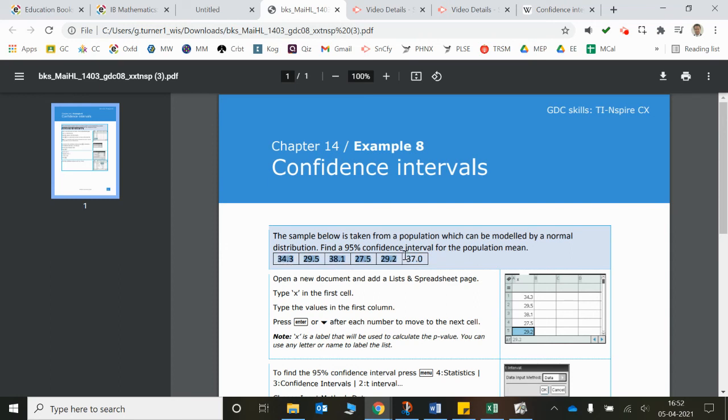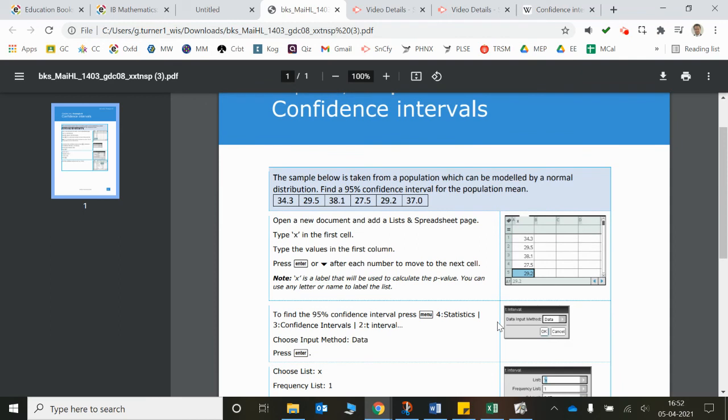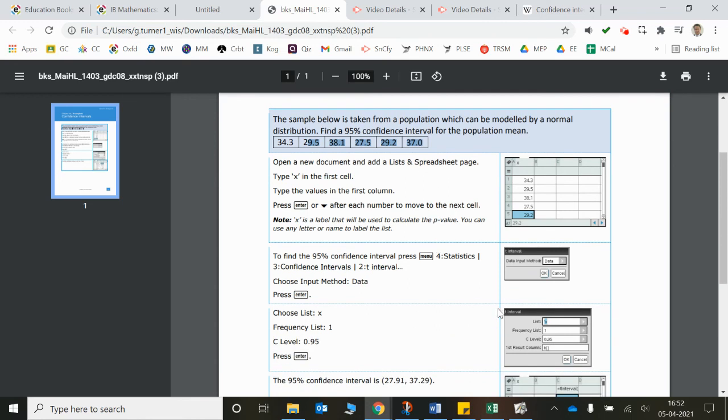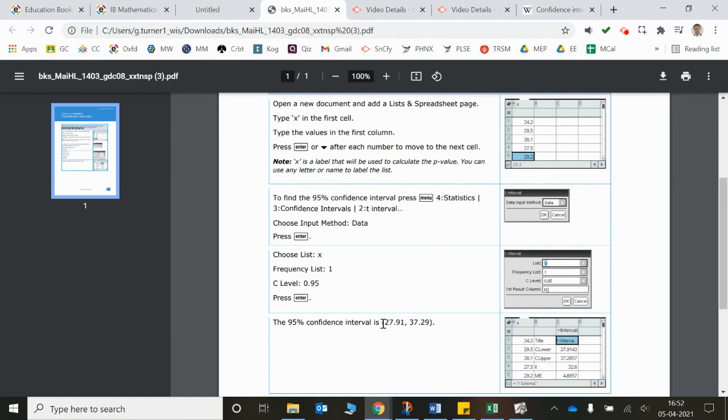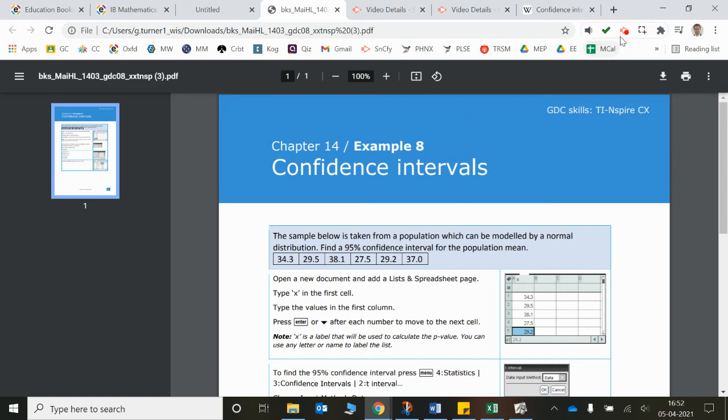If these values are really spread out, then you'd imagine the confidence interval will be much more spread out. If these are all really close to a central value, let's say 34 or something, then you would be very confident and the range would be much tighter around 34, for example. Okay, that's all you need to know for this one. So that's done.